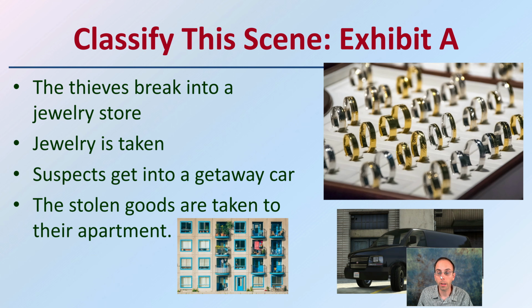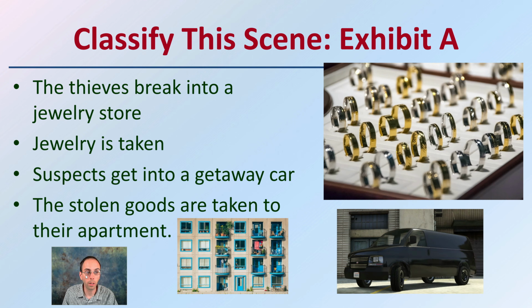Now, when we're classifying a scene, here's just one example where thieves break into a jewelry store, jewelry is taken, the suspect gets in a getaway car, and the stolen goods are taken to their apartment. Again, how would you classify this scene? This is example A. If you want to think about this, pause the video here and think about it. The answer will be revealed on the next slide.